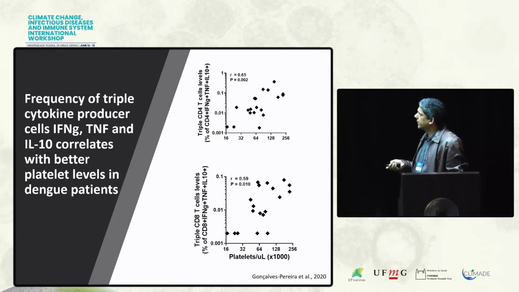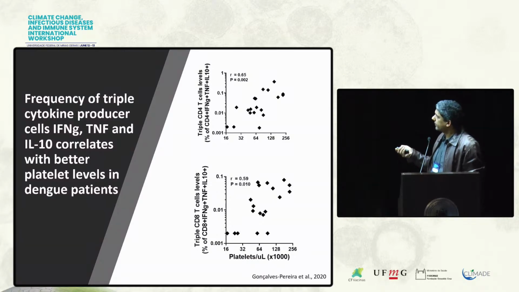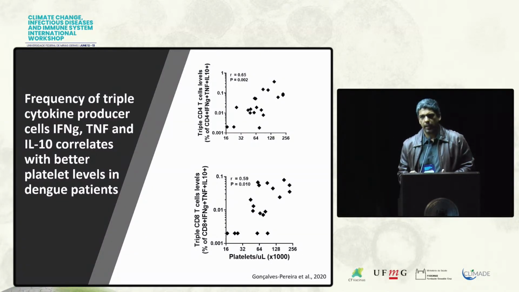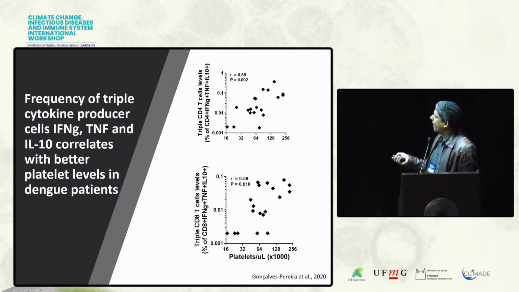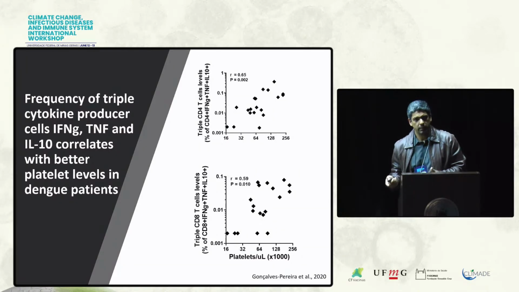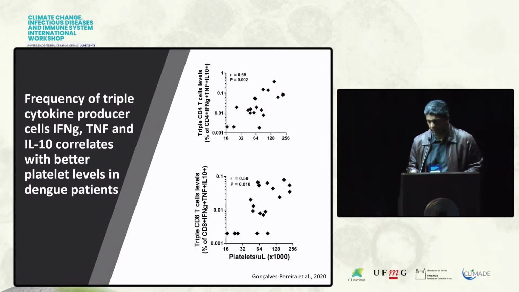So this was suggesting, and these triple producing cells would positively correlate with the level of platelets, which is a marker of dengue complications. So individuals developing severe dengue, the platelets drop a lot, and we could see that these cells, multifunctional T cells, were associated with protection from this development.